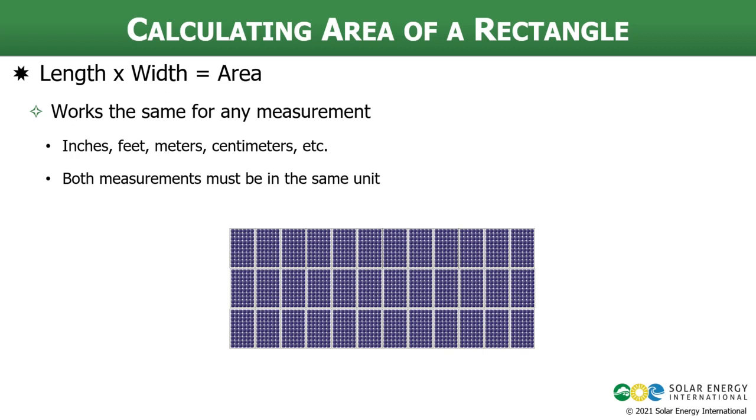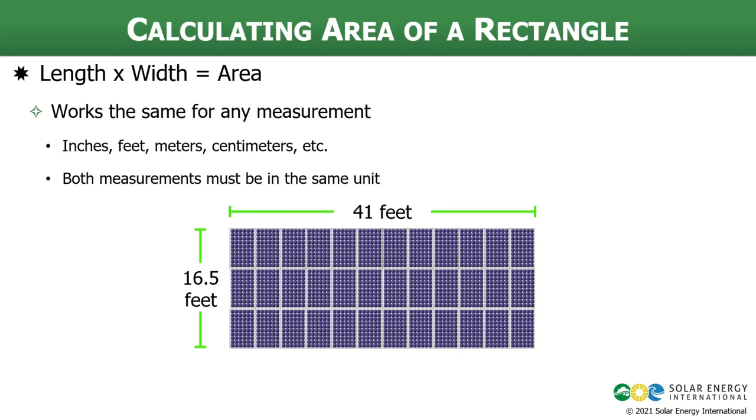The key here is that this needs to be the same unit of measurement on both the length and the width, but it works for any unit of measurement, be it feet, meters, inches, millimeters, centimeters. As long as the units are the same on the length and the width, you will get the area of that rectangle. In this example, we have an array that is 41 feet wide and 16.5 feet high.